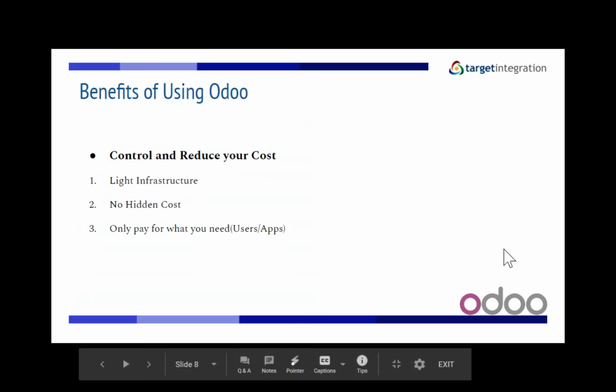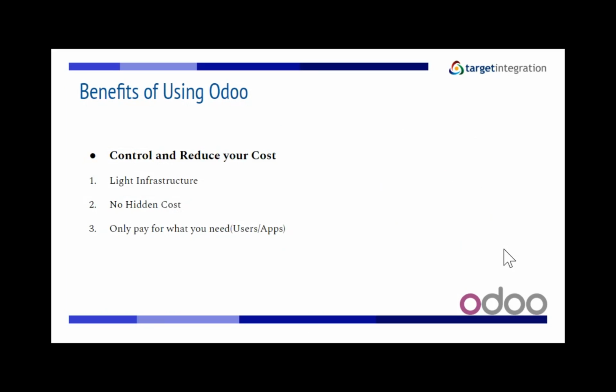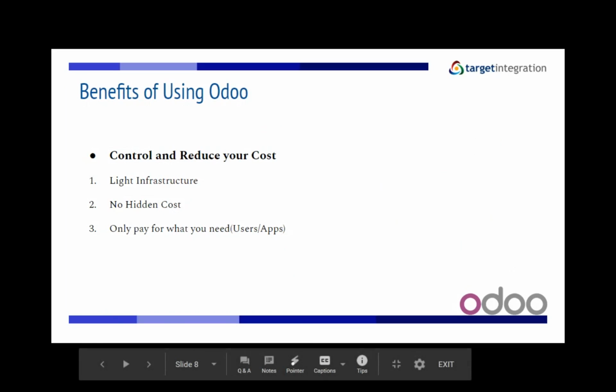Coming to the benefits, it's control and reduce your cost. The infrastructure is light because it's cloud-based software, so your company doesn't need to manage the physical assets or physical servers, and there is no hidden cost involved. If you want to see the pricing of Odoo, you can just go into Google and type odoo.com/pricing, and you can see the pricing as per the module and as per the users that you are looking for.